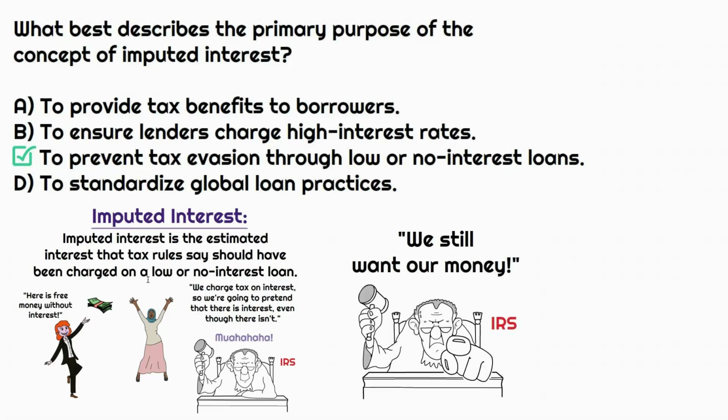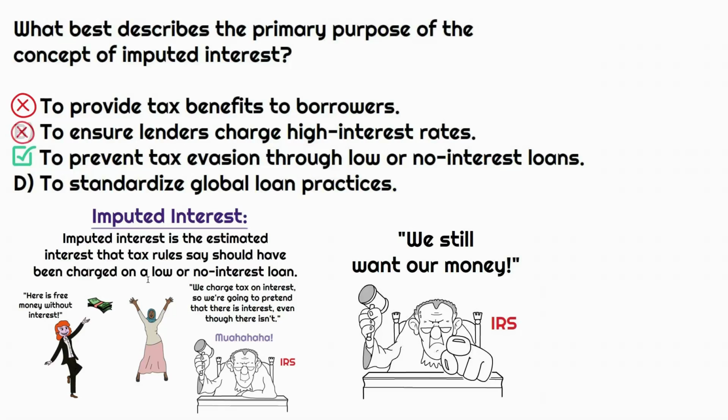Okay, so to provide tax benefits to borrowers would be incorrect because imputed interest is not about providing tax benefits. Instead, it's about ensuring that a fair amount of interest is recognized for tax purposes on loans that might not have any or very low interest. Okay, so thus potentially increasing tax liabilities.